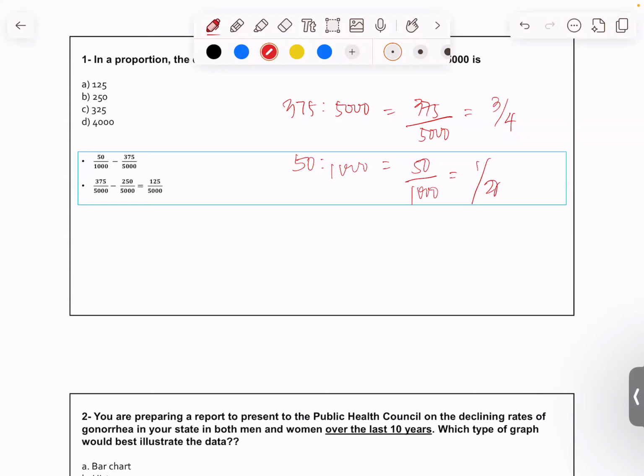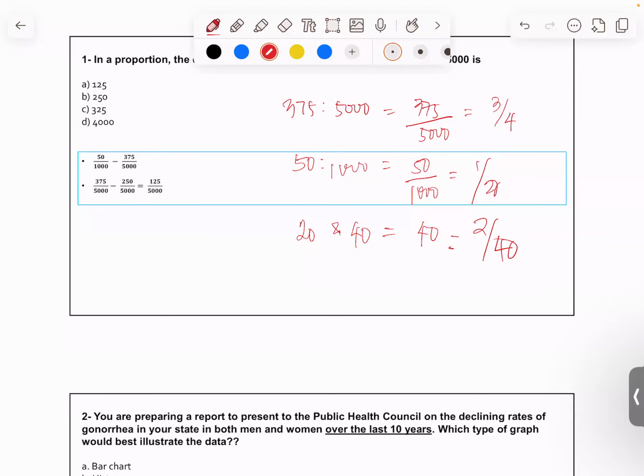Find the common denominator to subtract the fractions. So our LCD, the least common denominator for 20 and 40 is what? 20 and 40. LCD is 40. Okay, so that will give us 2 over 40.